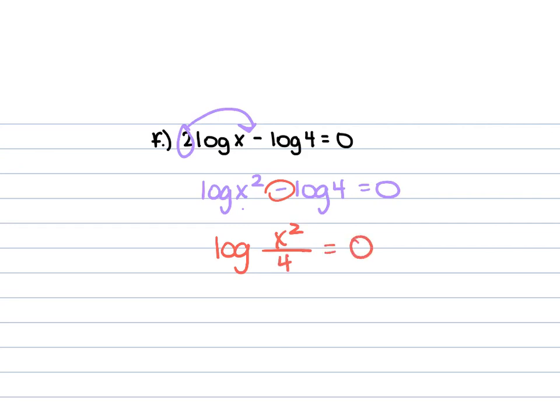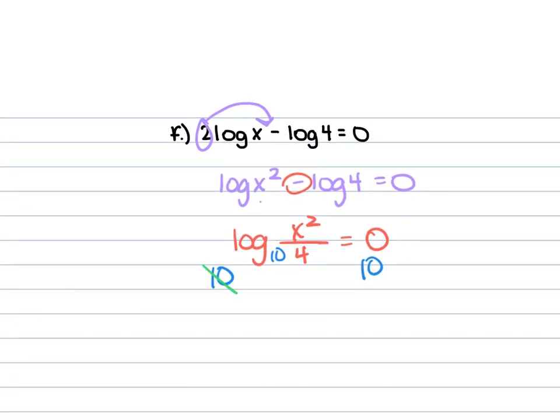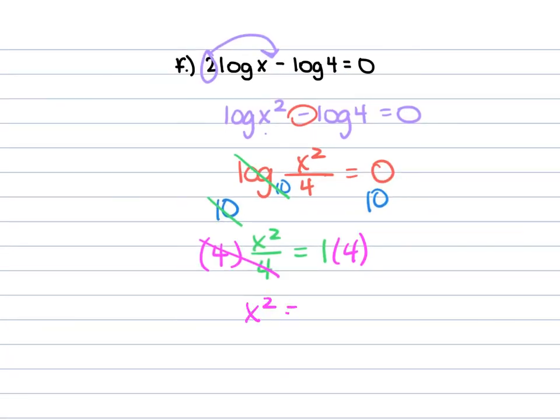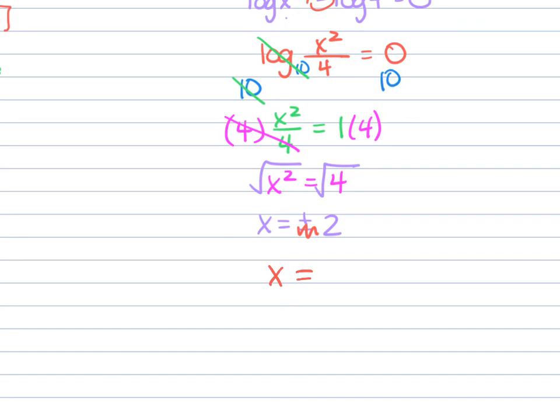From here, that log has a base of 10, so we're going to do 10 and 10 on each side to be their bases. That 10 and the log 10 are going to cancel, so we have x squared over 4, and 10 to the power of 0 is 1. We would multiply each side by 4 to get x squared by itself, so x squared is equal to 4. We take the square root of each side, so x is equal to plus or minus 2. Once again, we can't have a negative here, so x is just equal to 2.